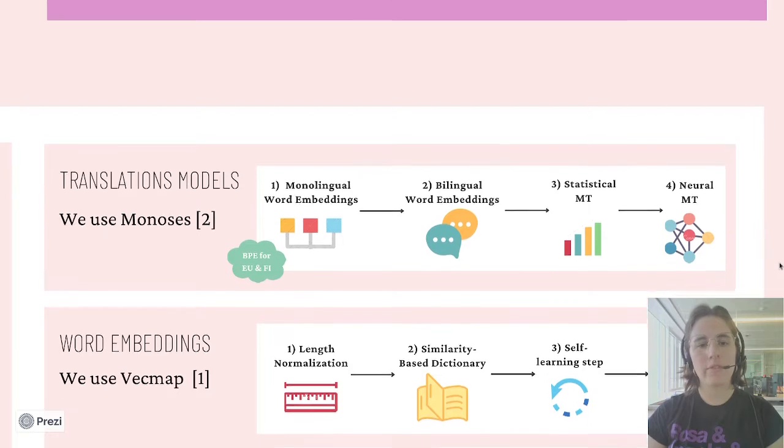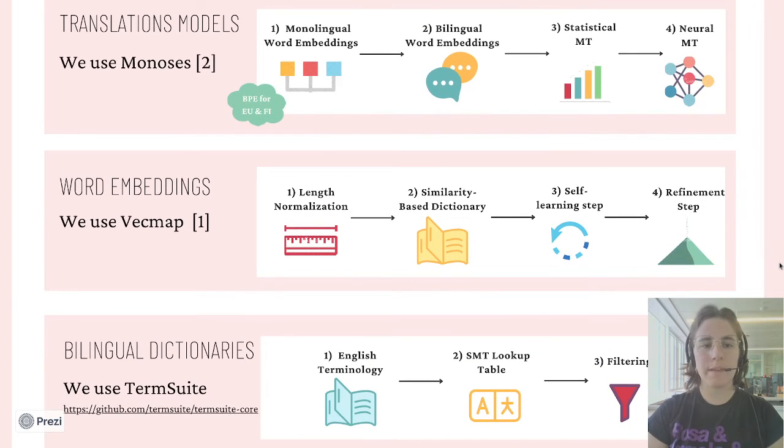And so the monolingual word embeddings at the beginning are actually subword embeddings. Now, how have we created these bilingual word embeddings? Well, we use VecMap as well from Artetxe. And what this tool does is first it normalizes the length of the embeddings. Then it creates a dictionary based on similarity matrices. Finally, a self-learning step iterates over itself to improve this dictionary, and in the end the refinement step improves the dictionary based on symmetric reweighting.